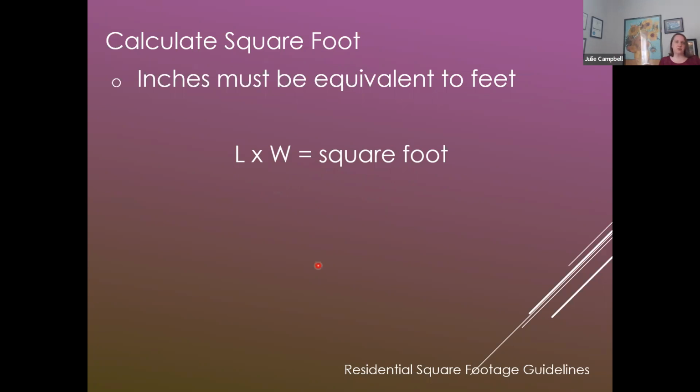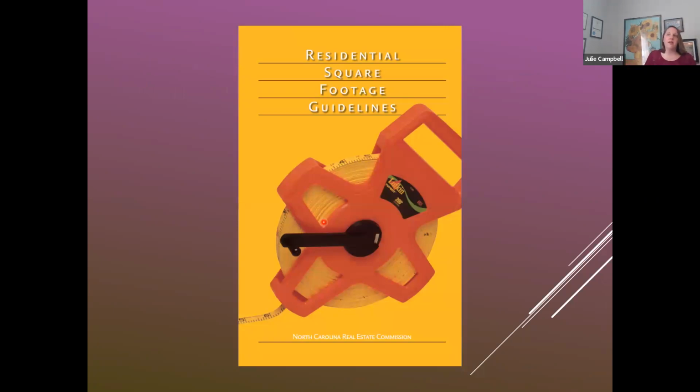How many inches are in a foot? 12. I see your mouths move. Guess what? Our book is going to teach us something different. The real estate commission says that we use our book. We use this booklet as a guideline, and we're going to look at a few things together. Whether or not you agree with it, if you're measuring a residential property for sale, the real estate commission says that we need to follow what's in this booklet.